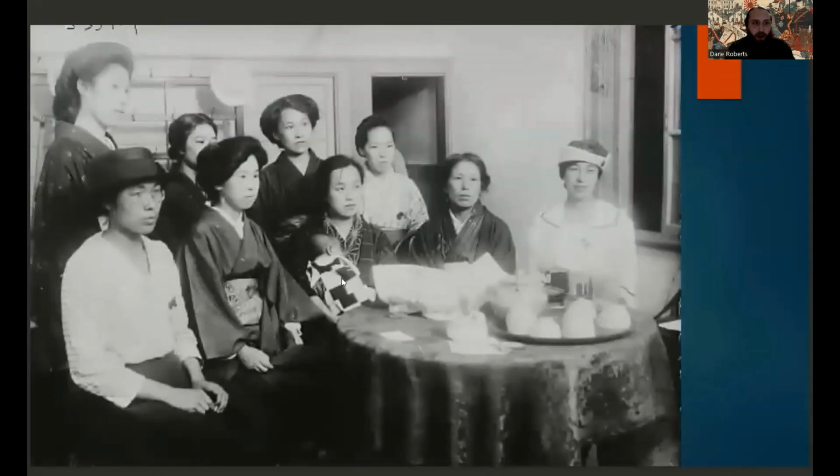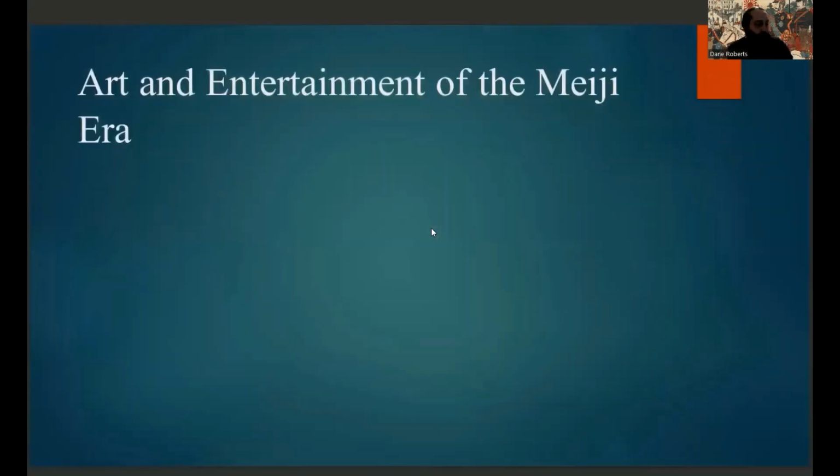And here are several women in one of those Fujinkai women's groups here. Now, with the social aspect out of the way, we're going to take a look at the art and entertainment of the Meiji era.